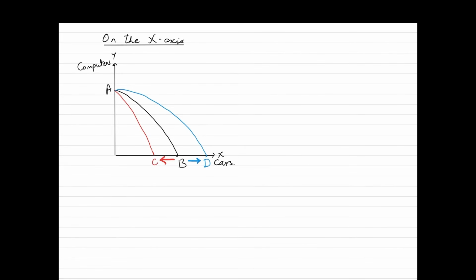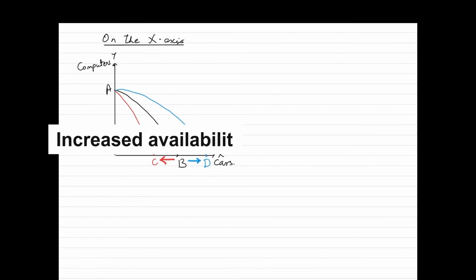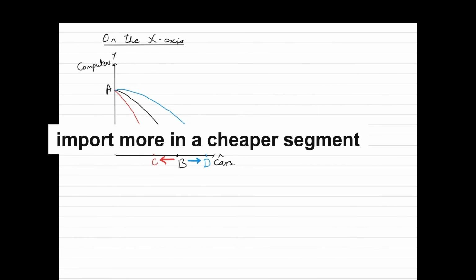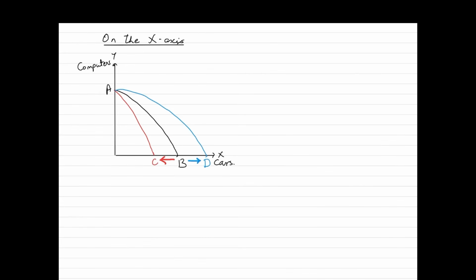There are factors such as, say, changes in the efficiency of production. Probably there is increased availability of resources. Probably they are able to import something more in a cheaper segment, and they are able to produce more. Probably there is some improvement in the technology. Probably the productivity of the labor has increased. So that could lead to an outward shift, an outward rotation of the PPC curve. So the country is becoming better off.